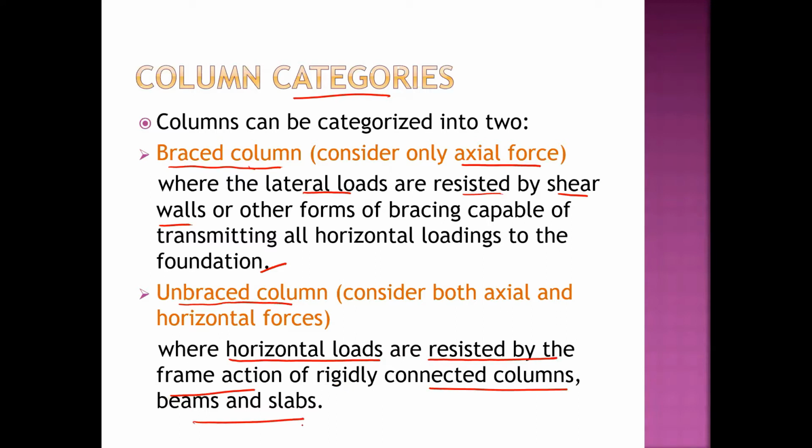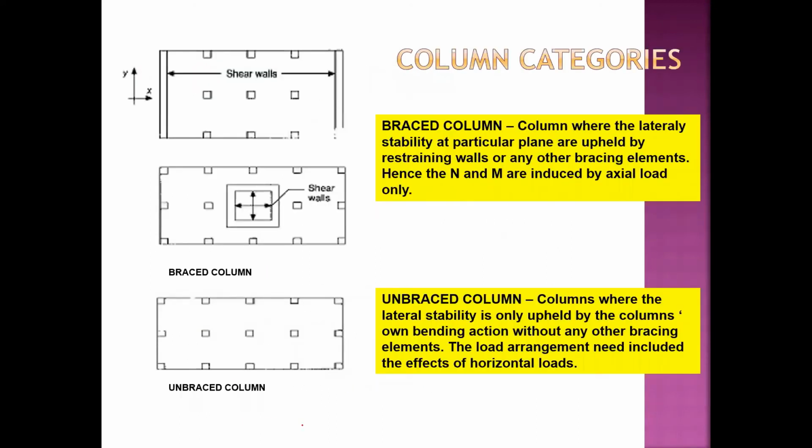If we look at these figures, we have the shear wall here. This is the plan view. We have the shear wall here at the edge of the building. So the column here is categorized as a braced column, where the lateral stability at a particular plane is upheld by the restraining walls. So the axial force N and the bending moment are induced by axial load only, either the shear wall is located at the edge or at the middle of the plan.